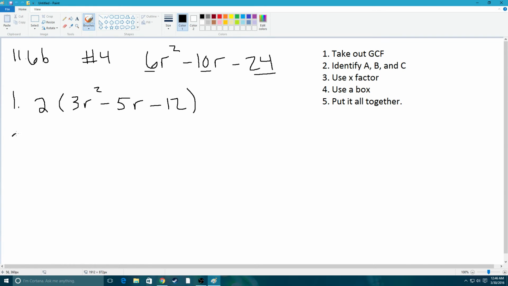Okay. Step number 2. A value, B value, and C value. A in this case is going to be 3. B in this case is negative 5. C is negative 12. Because remember, it's ax squared plus bx plus c. Just in this case, we have r's. Whatever.